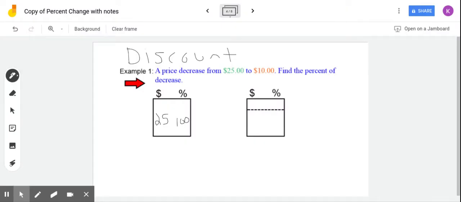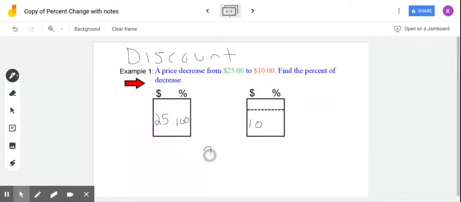In the price decrease, our new money is now $10. We're trying to find the percent that it decreased. So this is a little confusing. Are we trying to find what percent 10 is of 25? Or are we trying to find out what that discount was and what the percent is? Well, when we talk about a discount, I don't talk about what I'm actually paying. I don't say the discount was $10. That's what I actually paid.